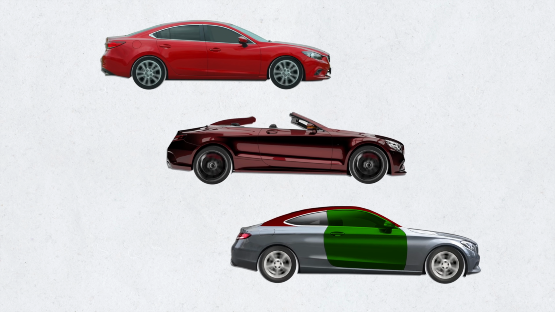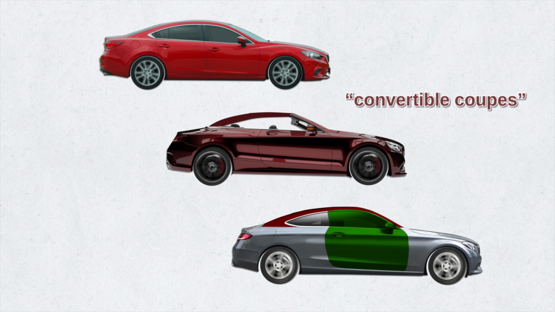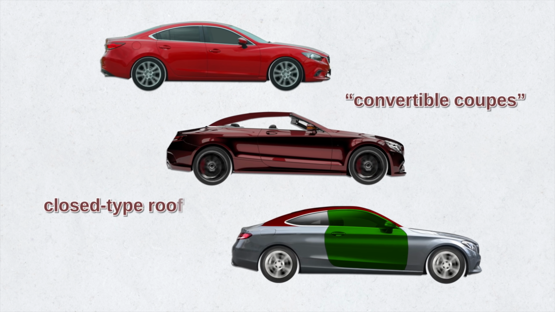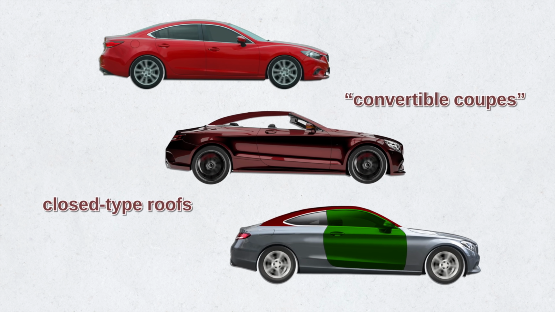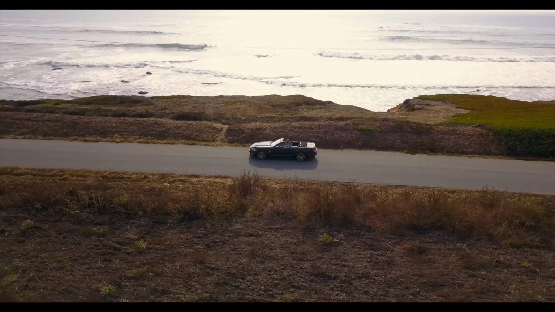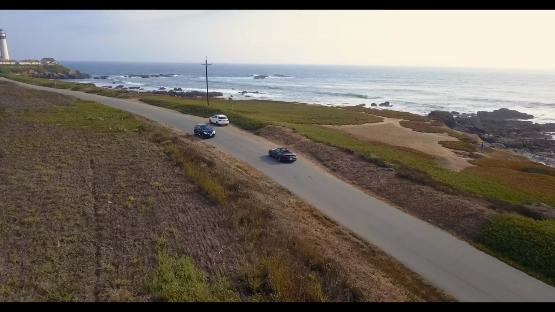Did you know that in the past, convertibles used to be called convertible coupes? But over time, the word coupe came to be associated exclusively with closed-type roofs. Nowadays, the convertible feature can be applied not just to a coupe, but to the sedan, wagon, or even an SUV. So what's a cabriolet? Well, it's just the French word for a convertible.